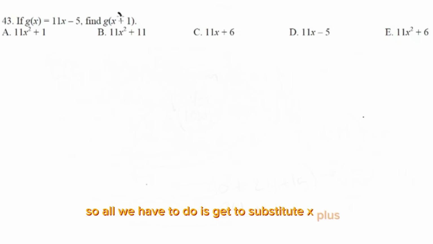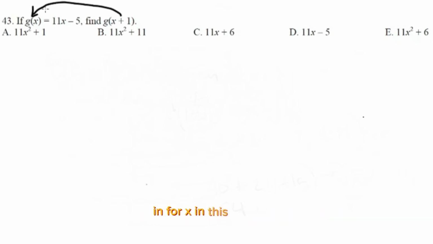Next, if g of x is equal to 11x minus 5, find g of x plus 1. Alright, so I actually have a full video on problems like this, which will be pinned at the pin card at the top. But let's continue with this problem. So all we have to do is substitute x plus 1 in for x in this equation. So our new equation becomes 11 times x plus 1 minus 5.